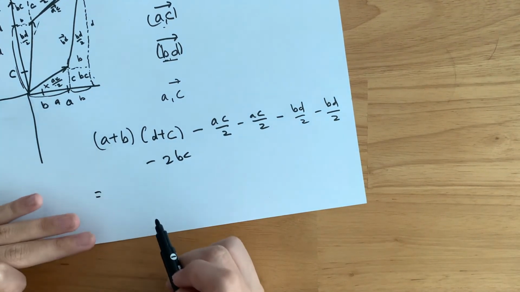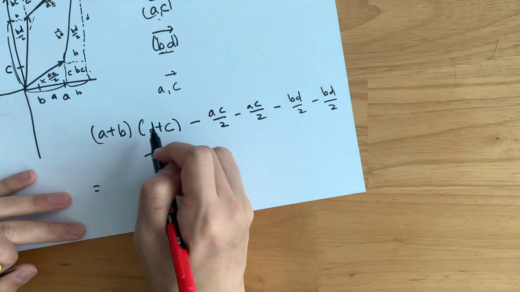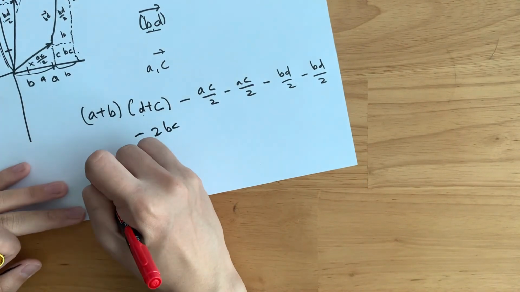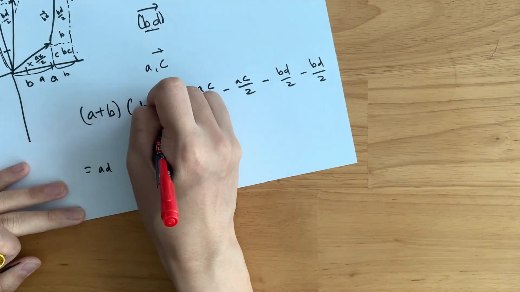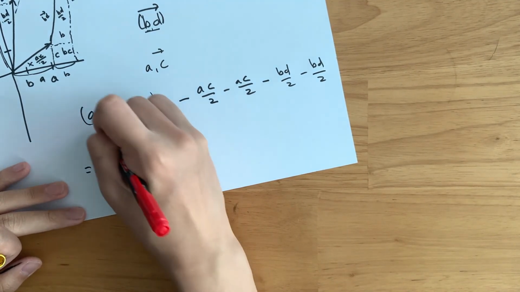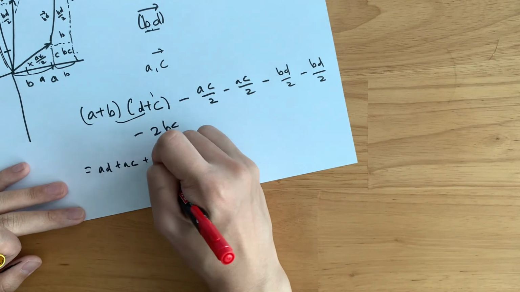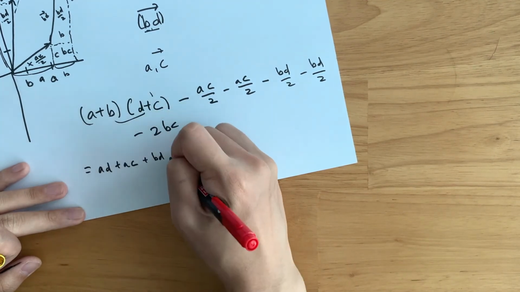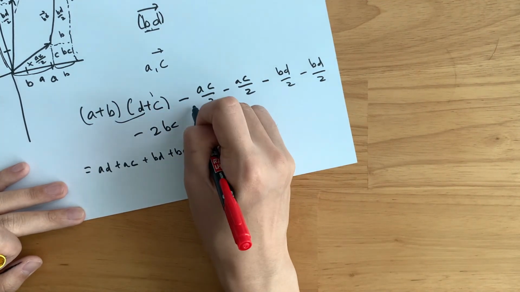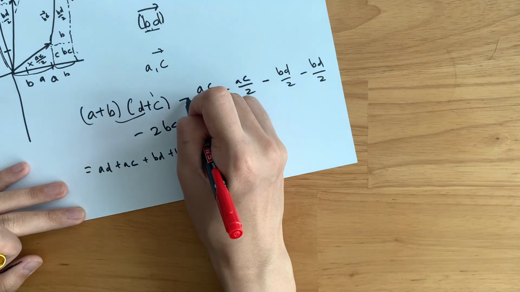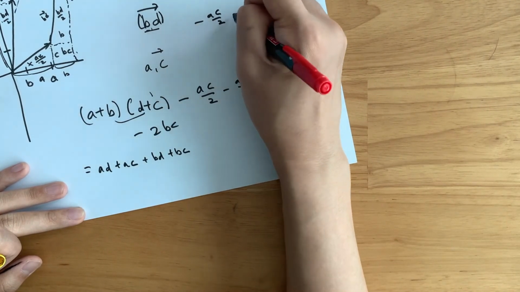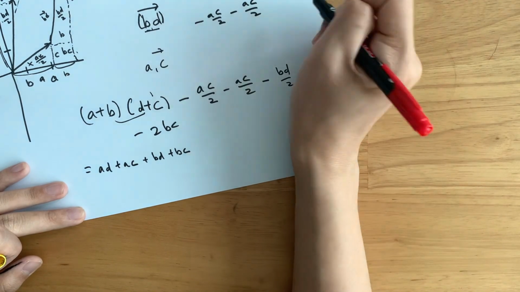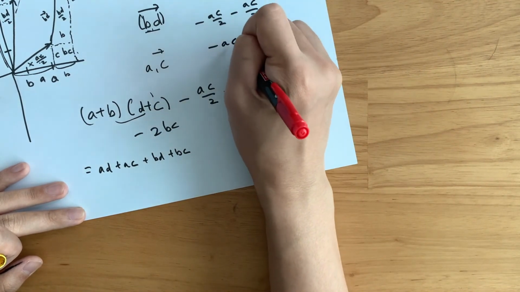So let's make this big. Can you see this row? AD multiplied by this is plus AC. This one is BD plus BC. This one is just minus AC divided by 2 and minus AC divided by 2. What's minus AC into 2? This one is just minus AC, right?